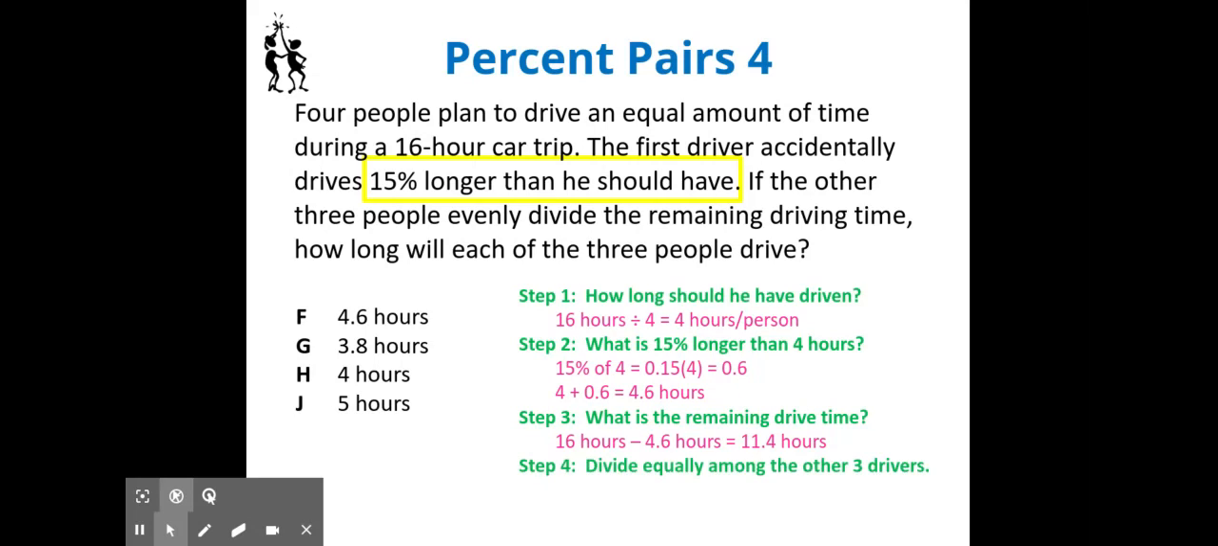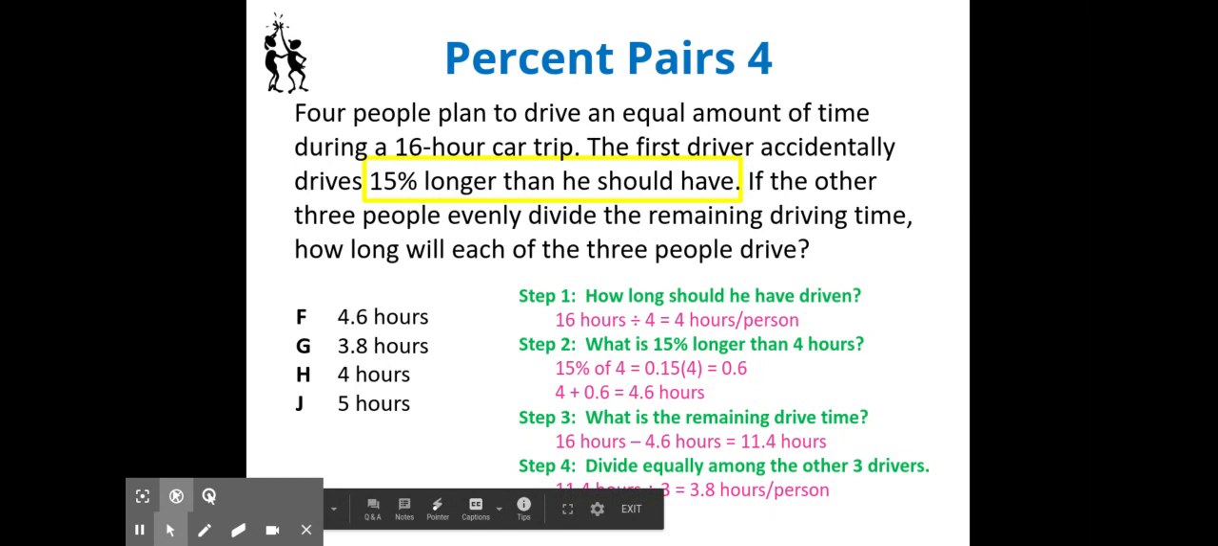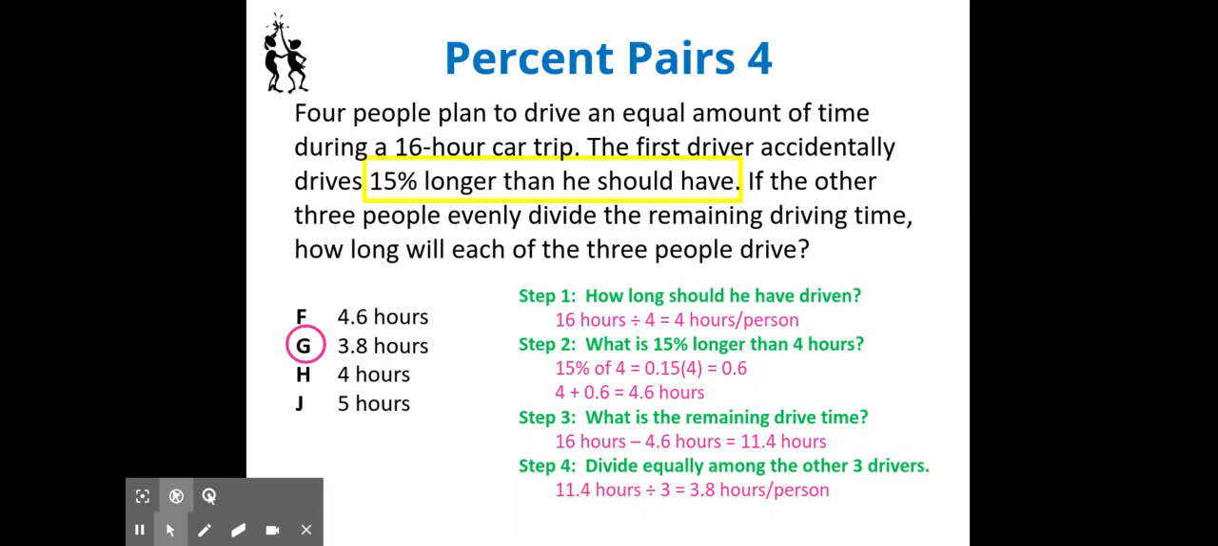Step 4. 3 people need to split that time evenly. Take that amount divided by 3. 3 8/10 hours is what's left for each person to drive. Pause and think. Is that what the question is asking me to answer? The answer is yes. They're asking me to answer, how long will the 3 remaining people drive? G, 3 hours, 3 8/10 hours.